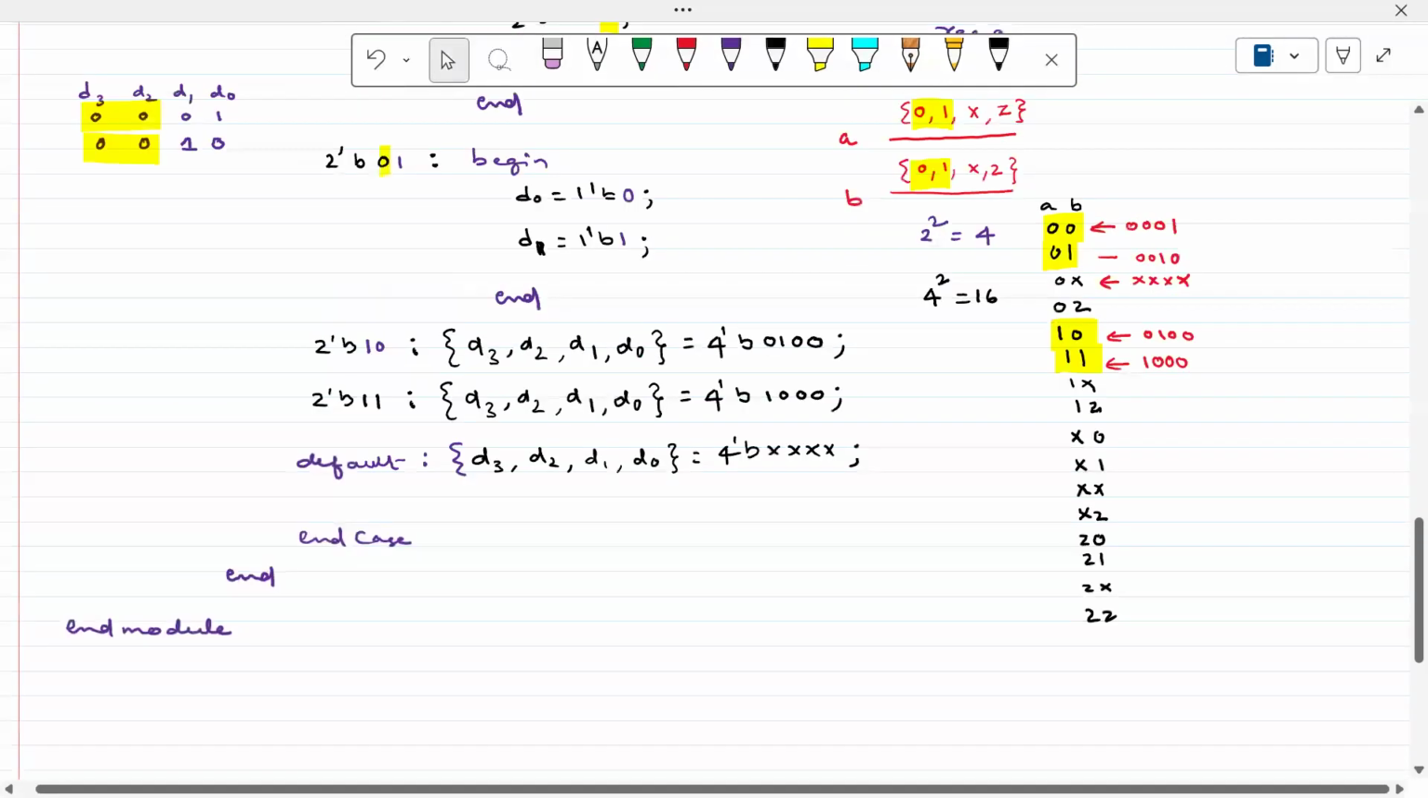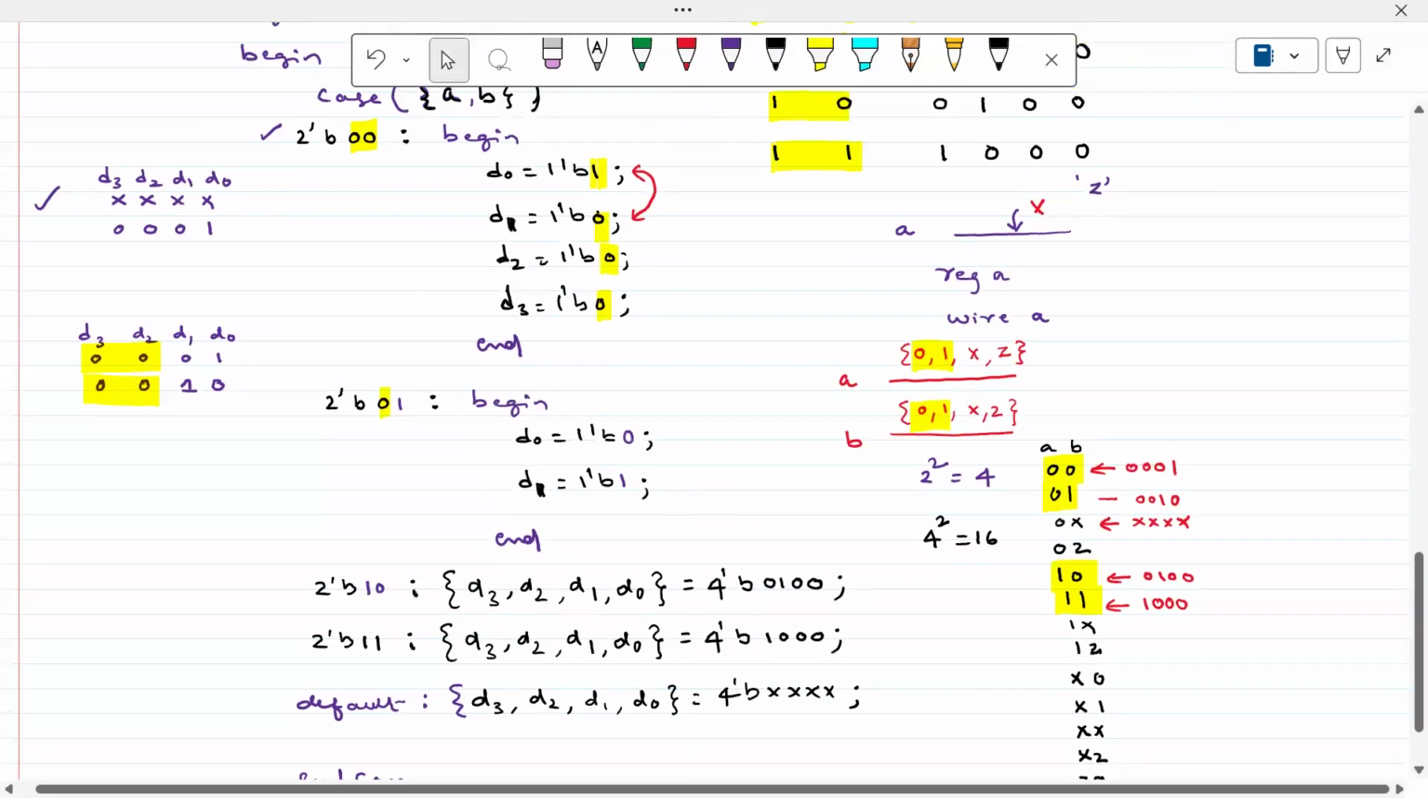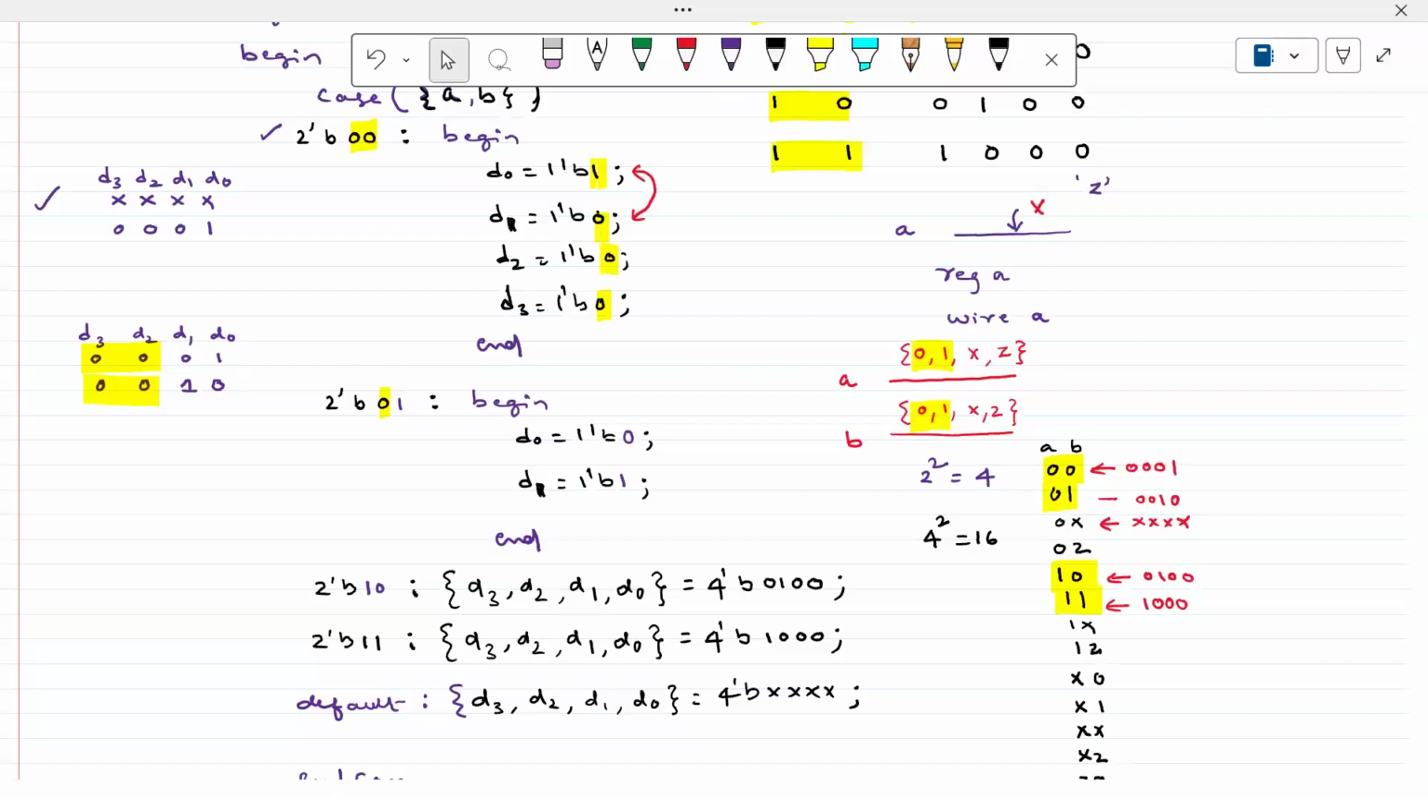Good. So this is what we have written, almost all possible three modelings, right? But I want to modify something here. Please look at the modification part.